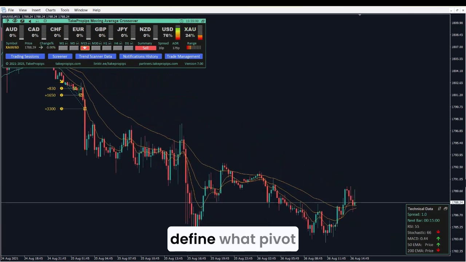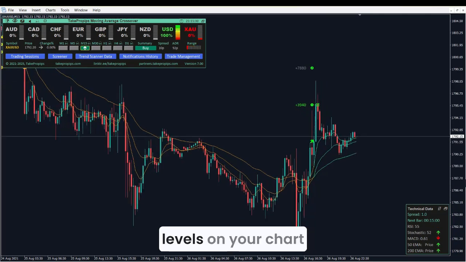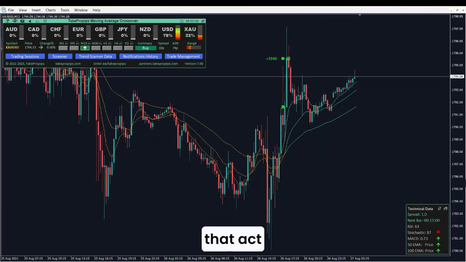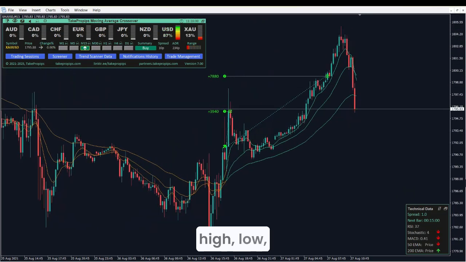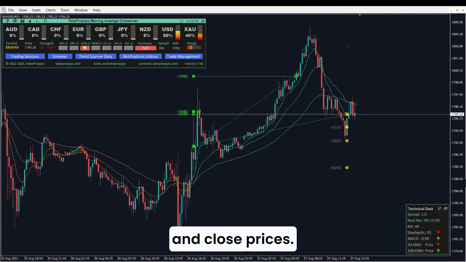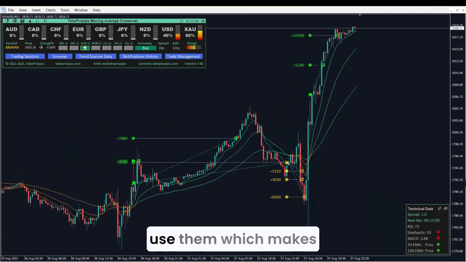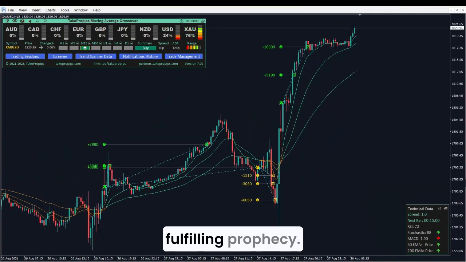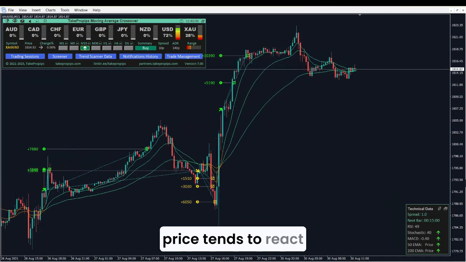First off, let's define what pivot points are. In simple terms, pivot points are calculated levels on your chart that act as potential support and resistance zones. They're based on the previous period's high, low, and close prices. What makes them so useful is how traders all over the world use them, which makes them kind of a self-fulfilling prophecy. The more people watching these levels, the more price tends to react at them.